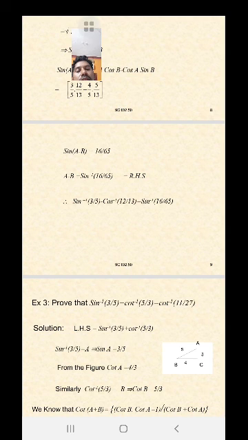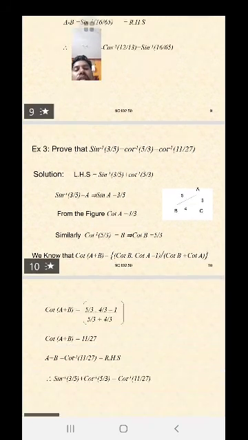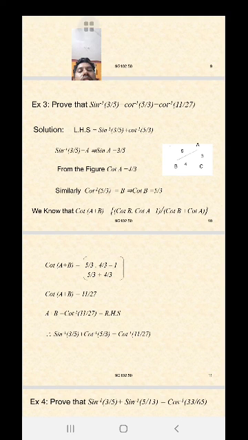Another example, prove that sin inverse of 3 by 5 plus cot inverse of 5 by 3 equals cot inverse of 11 by 27. Take LHS and consider the first term as a, then sin a is 3 by 5. From sin a we know cot a is 4 by 3, and let the second term be b, then cot b equals 5 by 3. Sorry, cot b, not cos, it is a cot. The second term is a cot.